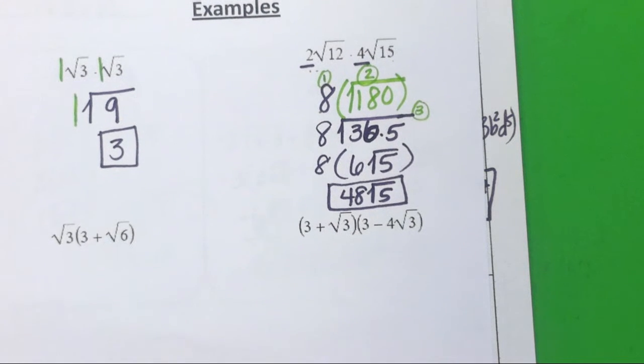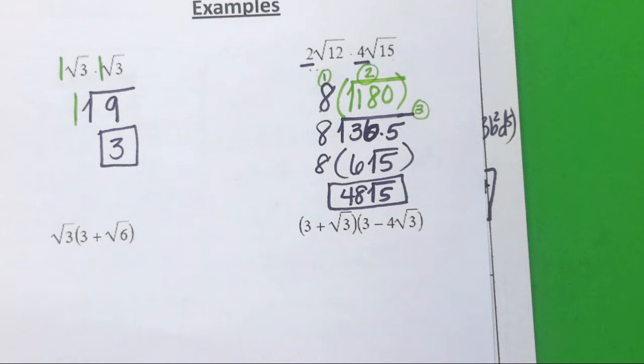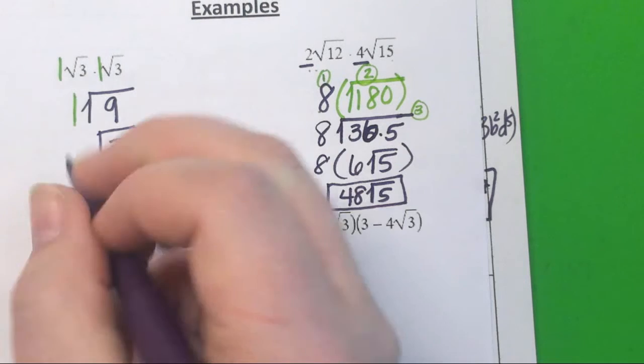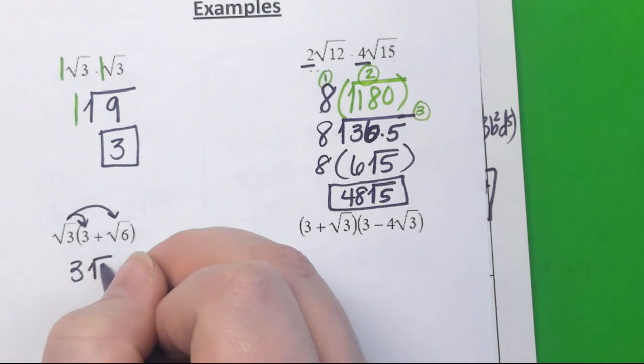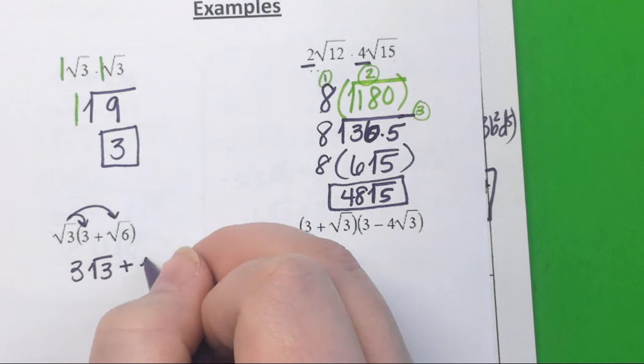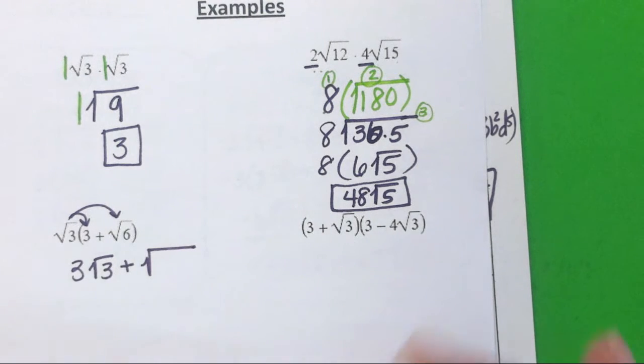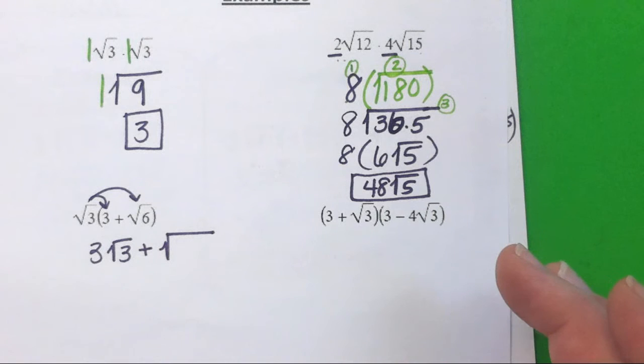Okay, and then we've got another one. So what do I need to do in this kind of a math problem? It's technically still multiplying, but what do we call it? We're going to distribute that square root of 3 to both of them. So we're going to have 3 square roots of 3 and plus the square root of what? 6.